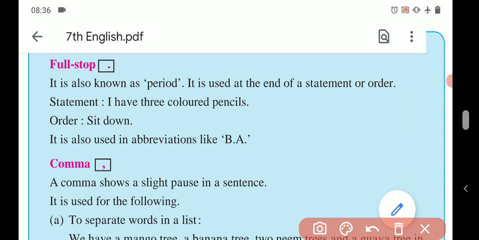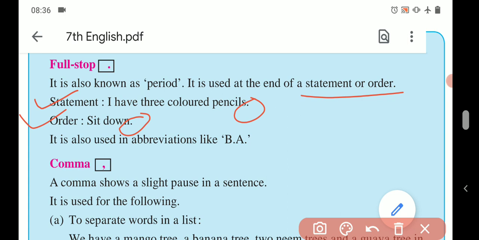First example, that is of statement: I have 3 colored pencils. So this is a statement. This is an assertive or declarative sentence. At the end of this sentence you can notice the symbol used, that is full stop. As the statement is over, the full stop is used. Another example, it is of order: Sit down. It is an imperative sentence, so it is also ending with full stop. So statement or order ends with full stop.